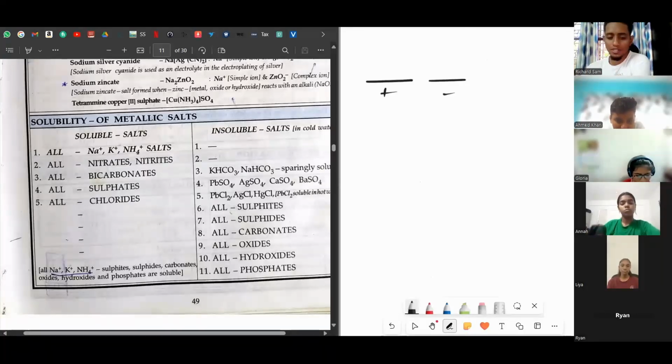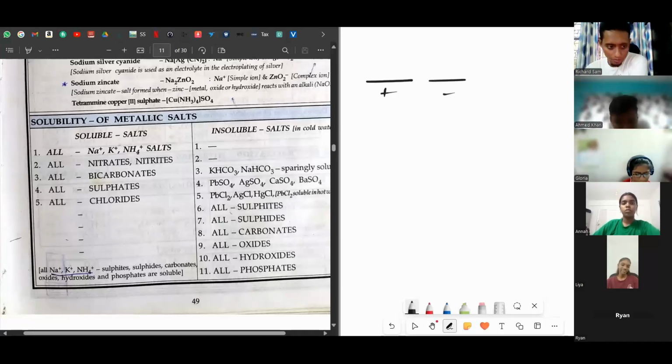Now most of the time the solubility depends on the negative radical. Just in the first point here, the solubility of the salt is based on the positive radical. So what is mentioned here is, if the salt contains sodium, potassium, or ammonium as a positive radical, then that salt is soluble, no matter whatever is there in the negative. If the positive has sodium, potassium, or ammonium, it is soluble.